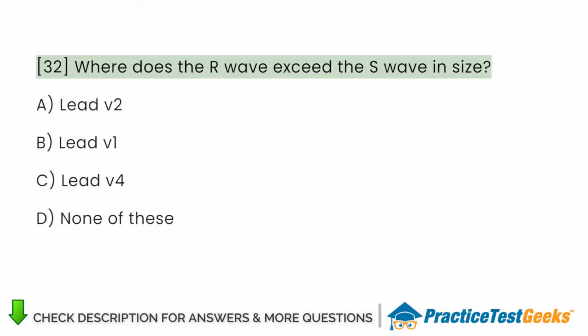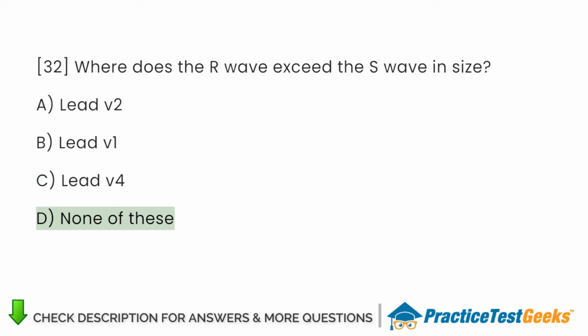Where does the R wave exceed the S wave in size? A. Lead V2. B. Lead V1. C. Lead V4. D. None of these.